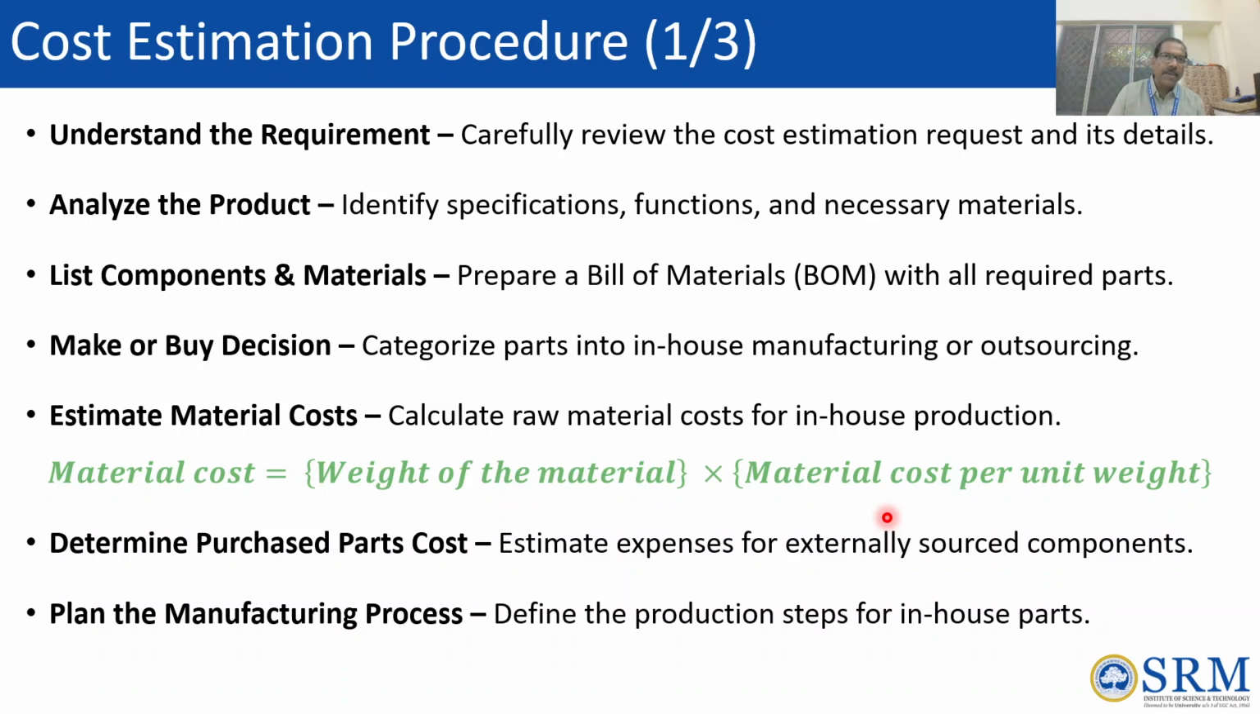We need to analyze the complete product. Analyze the complete product in the sense of identifying the specification, what the function is, and the necessity of the material. Then we need to prepare the list of components and materials, like a bill of material. Once we have decided the bill of material, we will go for the make or buy decision, whether the product can be made in-house or we need to procure it from outside.